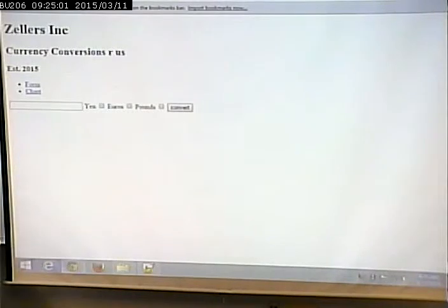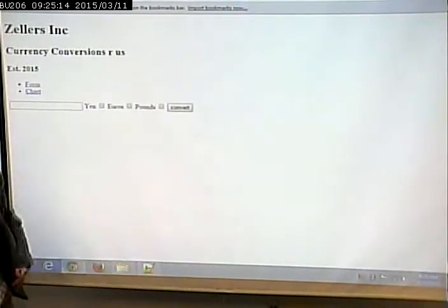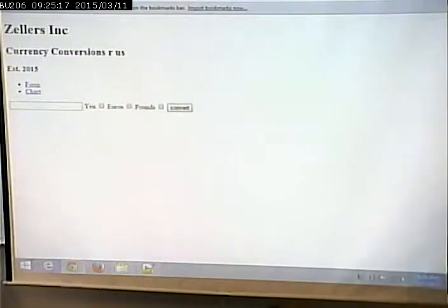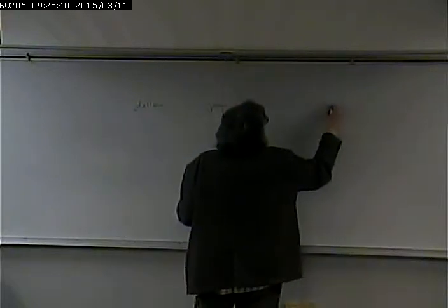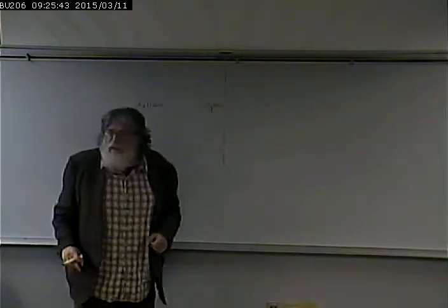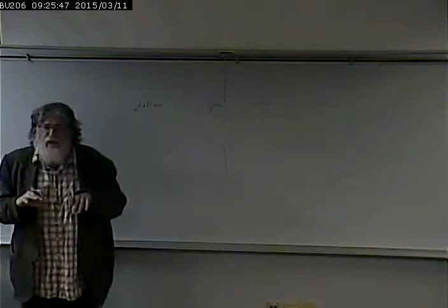Now, for my next trick, I'm going to make a chart, a conversion chart. All right? The chart is going to look like this. I'm going to show dollars, yen, pounds, euros. Similar to what I do on the other page, but on the other page I do the conversion for the value that I've entered.